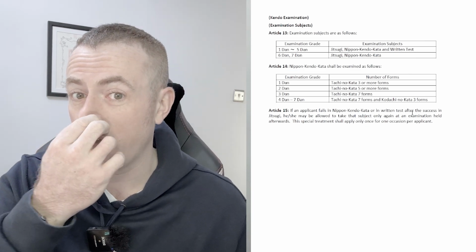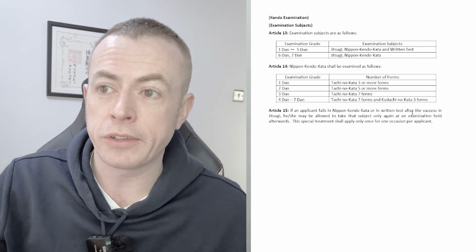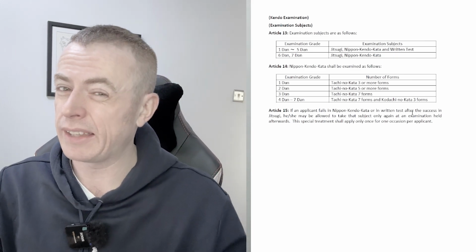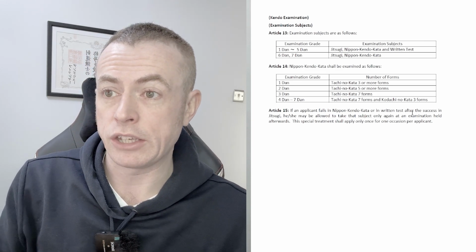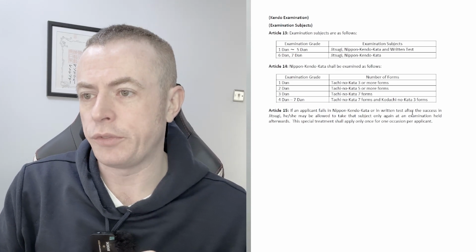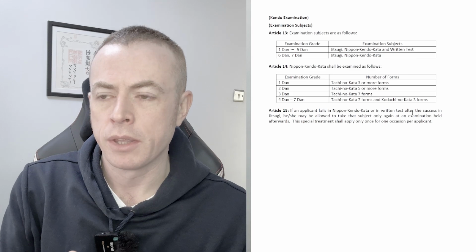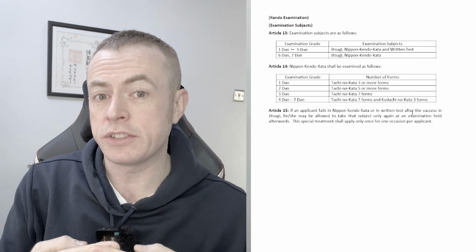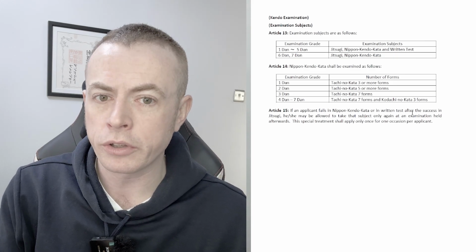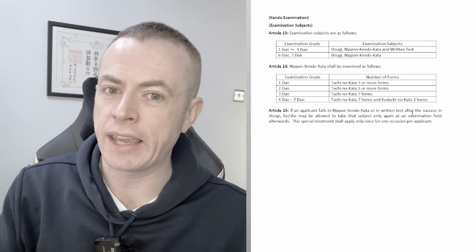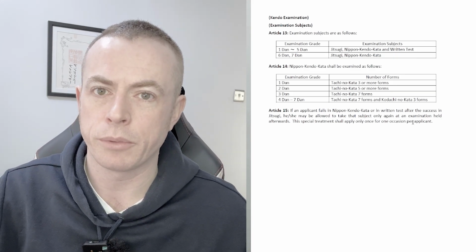So what it means is if you pass the jitsugi, but then you fail the kata or the written test, like here, we don't do the written test on the day, but in Japan, for example, you have to do the written test on the day. So if you fail the written test or the kata, then instead of having to do the jitsugi again, you can come to the next grading and you can just do the part that you failed, but you're only allowed to do that once. And if you fail it again, you have to do the whole grade again next time, okay?